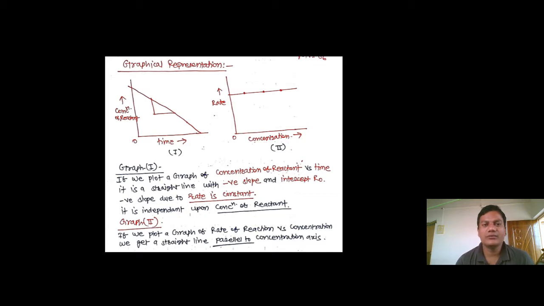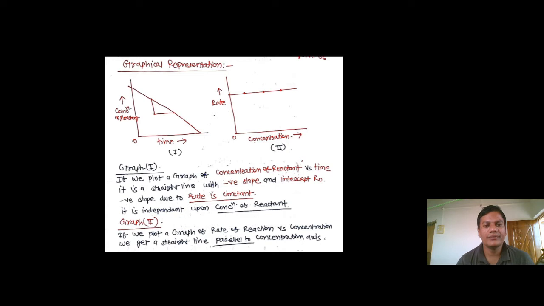In this lecture we will discuss some graphical confirmations and nature of the graphs for concentration and time. So if you look in the screen, the first graph, that is graphical representation in graph 1, it looks that there is a straight line with slope, and in the another graph you will see a horizontal line. We will see one by one.